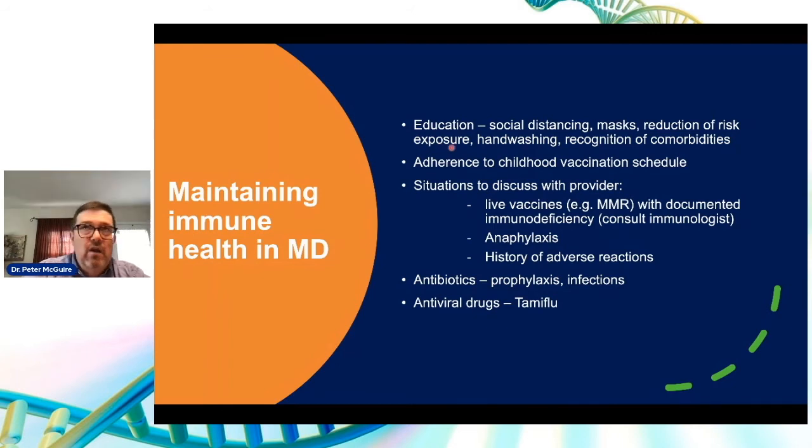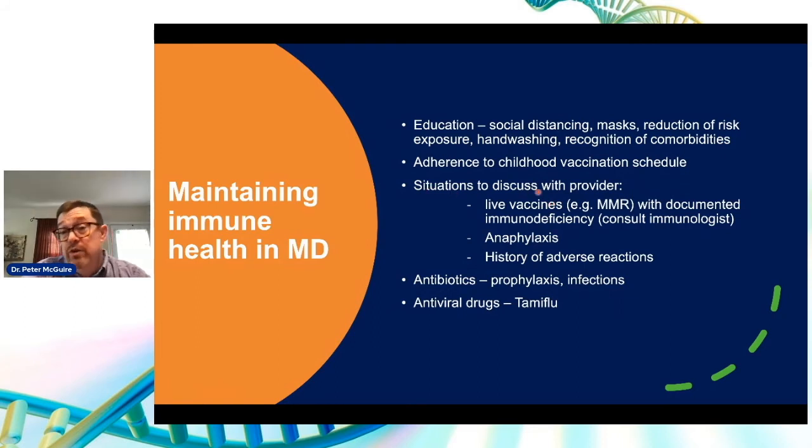In other words, not going into settings where there are a lot of individuals, hand washing, and also recognition of comorbidities. Not only do individuals with inborn errors have their inborn errors, but they have other things too. They may have things like asthma, which puts them at an increased risk. The second thing is adherence to the childhood vaccination schedule. This is important for protecting children against common illnesses of childhood.